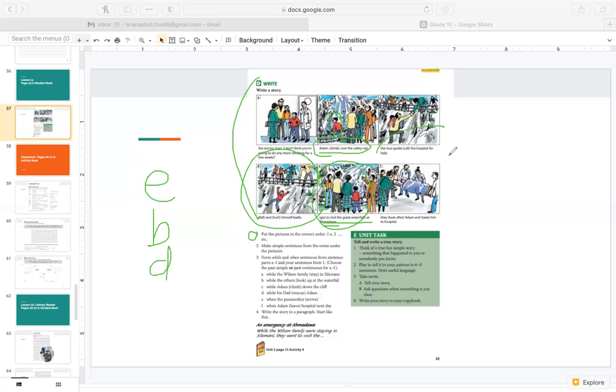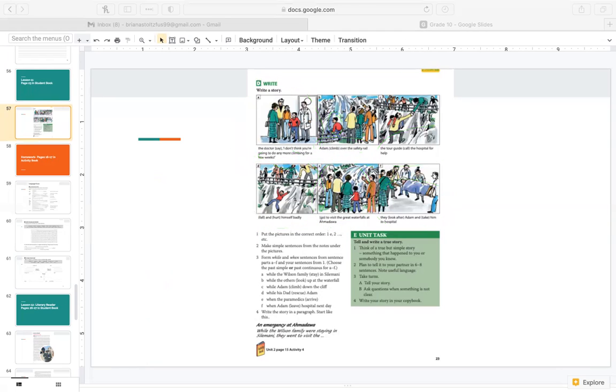Here, the tour guide called the hospital for help. C. What happened next? They looked after Adam and they took him to the hospital. F. And what happened after F? A. The doctor said, "I don't think you're going to do any more climbing for a few weeks."